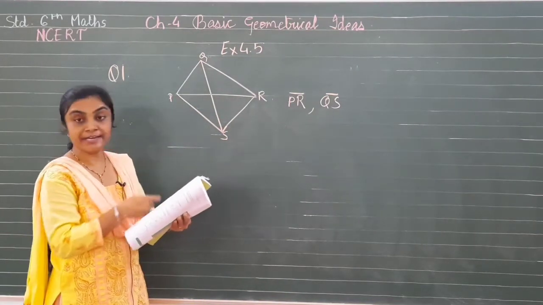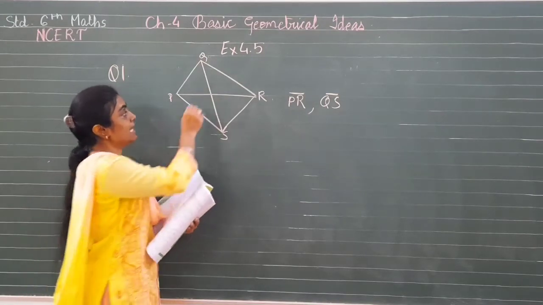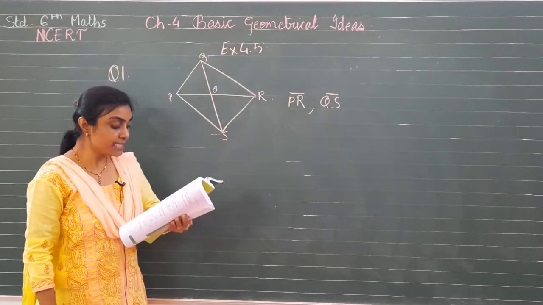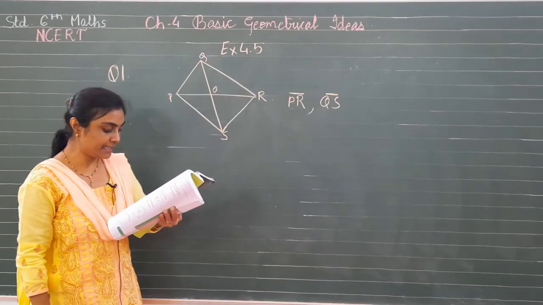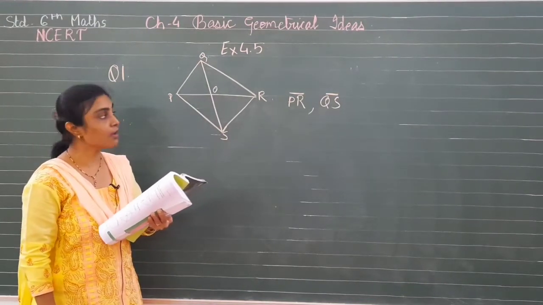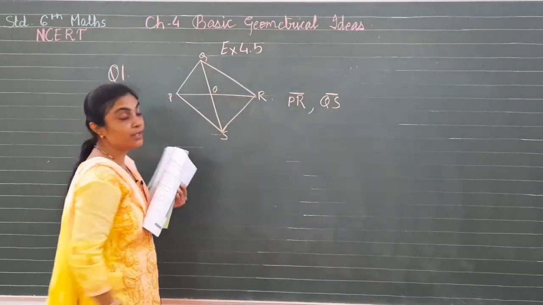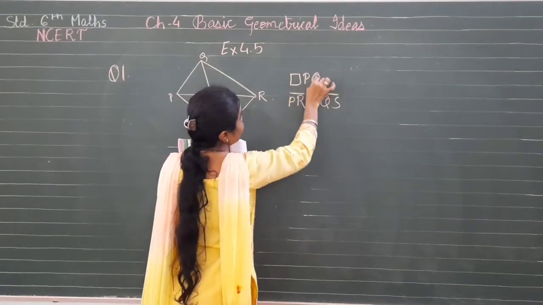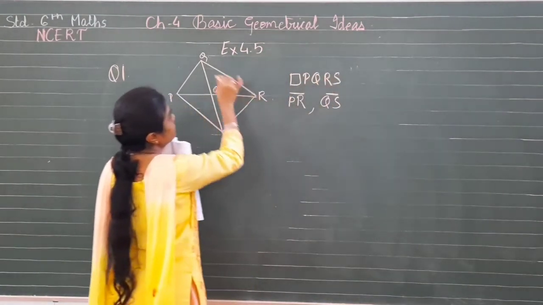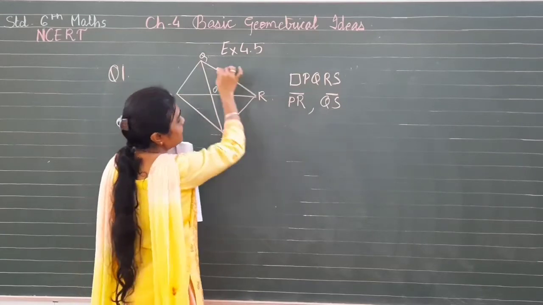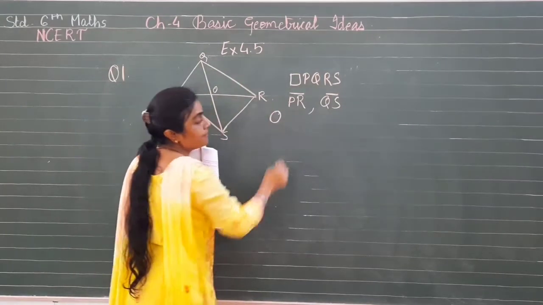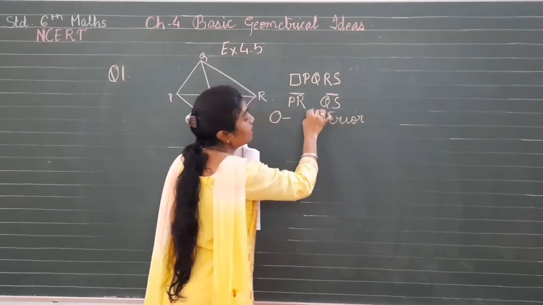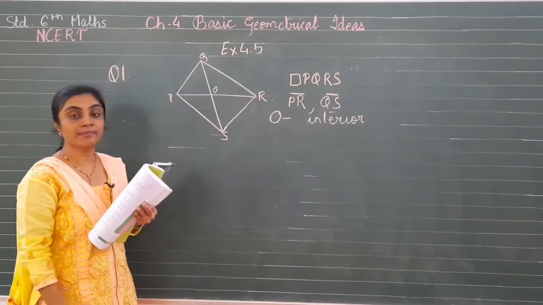Name them. So I have already named it. Let us write down the meeting point and name it as O. Is the meeting point of the diagonals in the interior or exterior of the quadrilateral? Here the meeting point O is in the interior. So we have quadrilateral PQRS. The 2 diagonals are line segment PR and line segment QS, and O is the meeting point which is in the interior of the quadrilateral. So this was about question number 1.